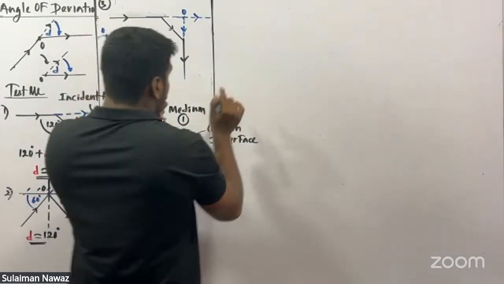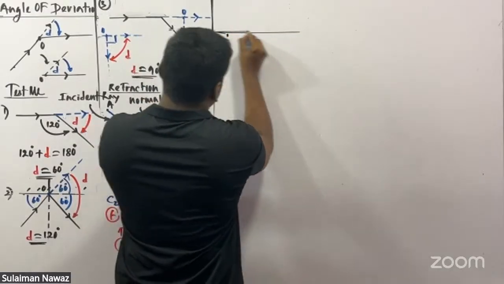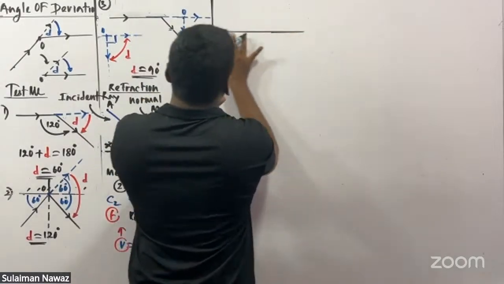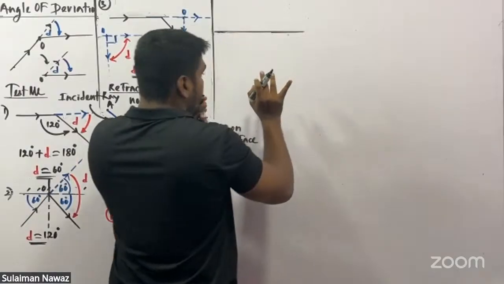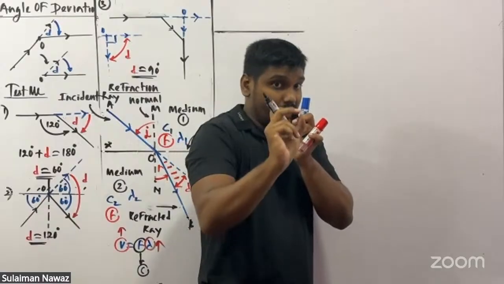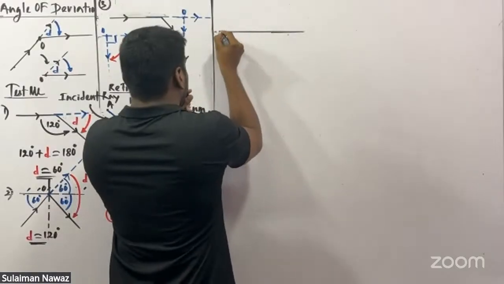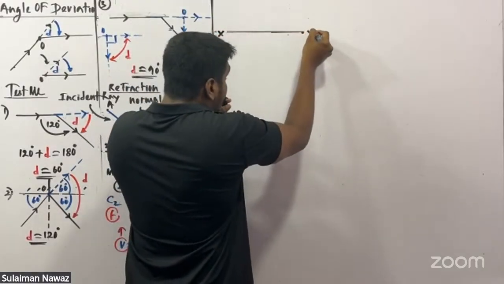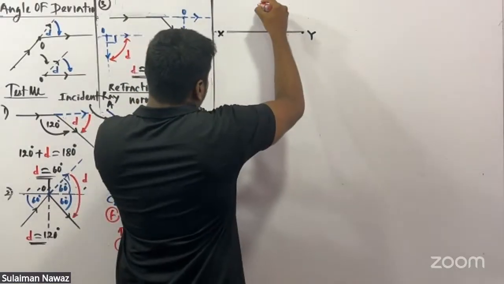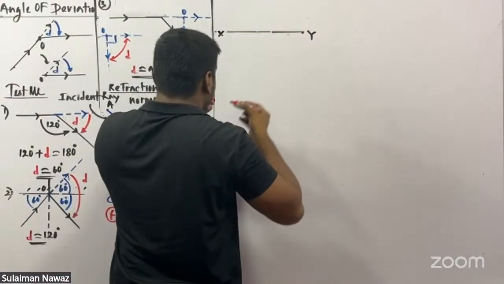Look here, this is our common interface. Now I'm going to draw an incident ray that is perpendicular to the common interface. Then let's see what will happen. This is my incident ray that is perpendicular to the common interface.